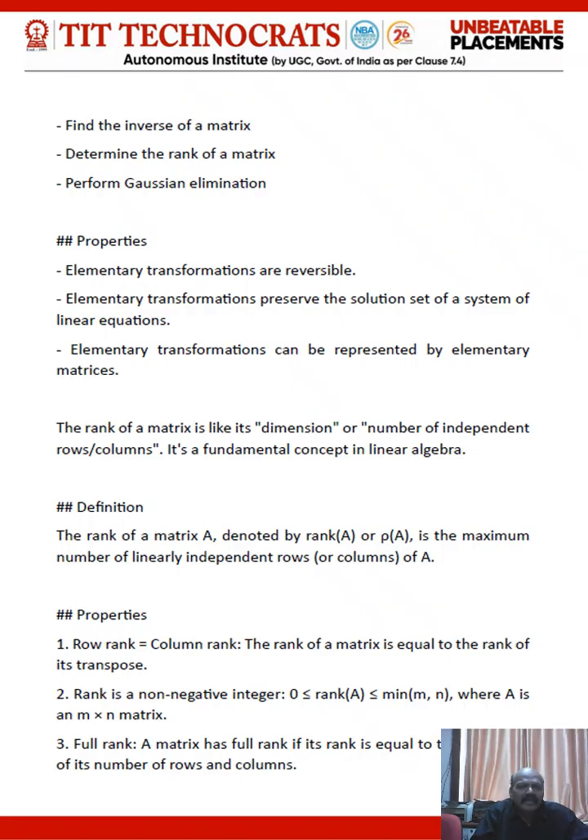Now what is the rank? You see, the rank of a matrix A is denoted by ρ(A). Rho is nothing but a Greek letter. ρ(A) is the maximum number of linearly independent rows or columns. Means the number of linearly independent rows or columns present in a matrix gives you the rank of the matrix.